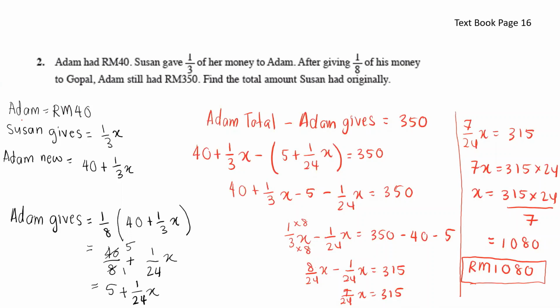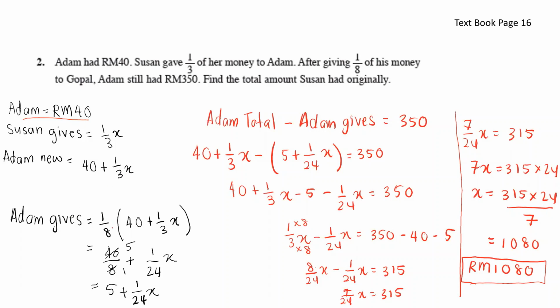So here we have Adam had RM 40. And Susan gives him 1 over 3 of her money. But we do not know the amount that she originally had, so we will just mark it as X. So now Adam's new amount of money will be 40 ringgit plus Susan's money, which is 1 over 3x.